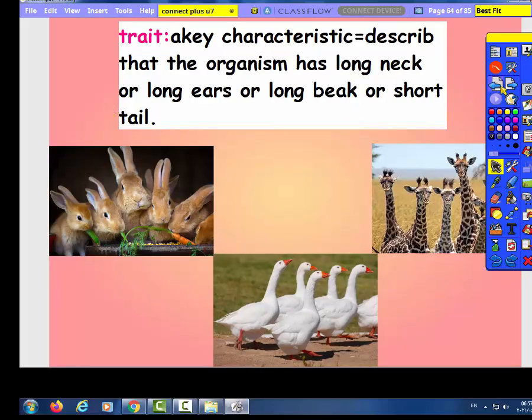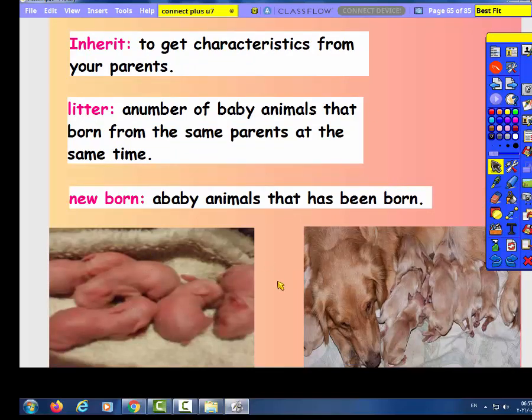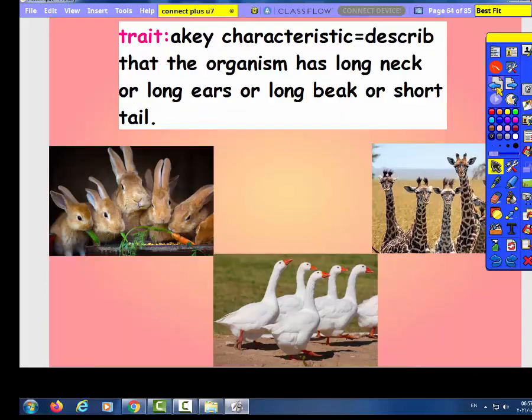Trait. So we said here that rabbits inherited some traits or characteristics from their parents. What is the meaning of traits? Traits means a key characteristic that an organism has. So rabbits inherited some traits from their parents, like what? Like long ears, and they have fur. The key characteristic of a rabbit is long ears and the fur that covers their bodies.